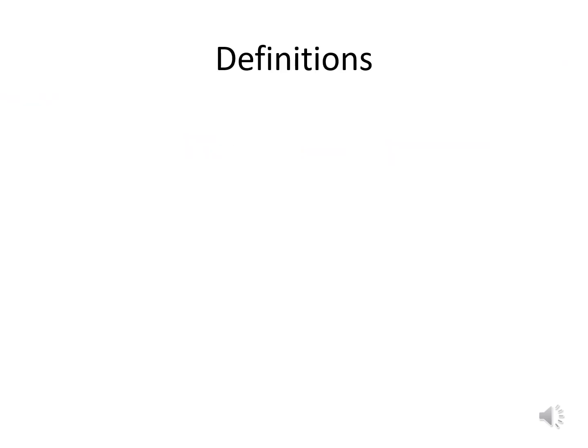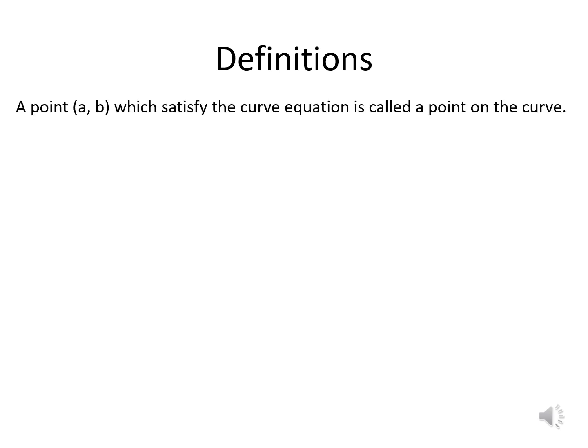So let's start with some basic definitions. So first, point on the curve. If any point (a, b) satisfies your curve equation, that means if we put x equal to a and y equal to b, then LHS will be equal to RHS, then that point (a, b) is on the curve.